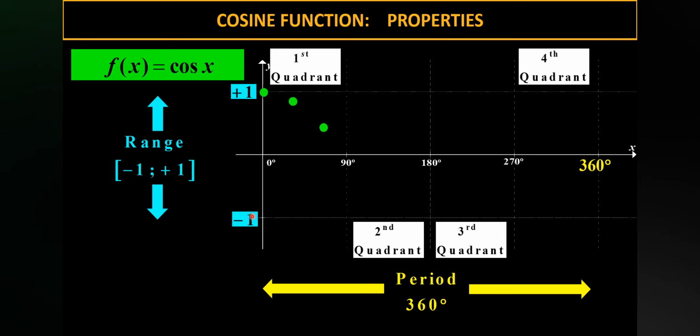Cosine of 0 is 1. We can plot a few more points. Cosine of 90 is 0. Cosine of 180 is -1. Cosine of 270 is 0. Cosine of 360 is 1. As you can see, it's positive values in the first, negative in the second and the third, and then positive in the fourth, right? And if we join that curve, that's the cosine curve, right?